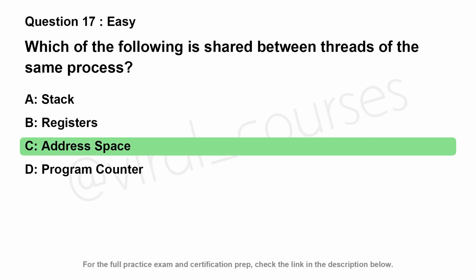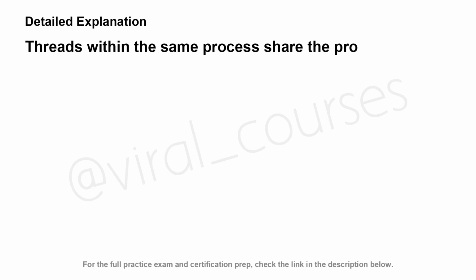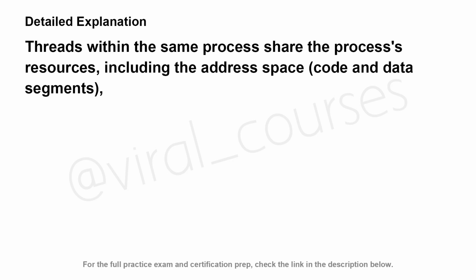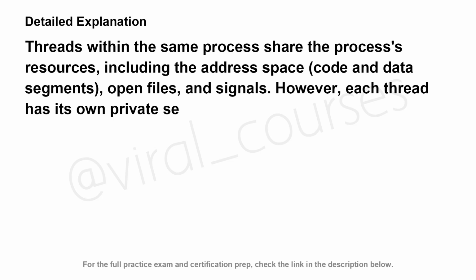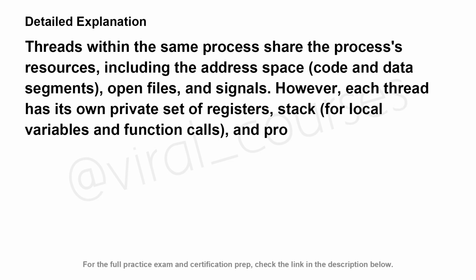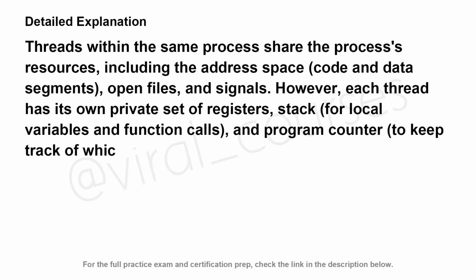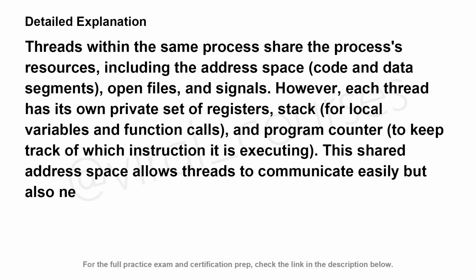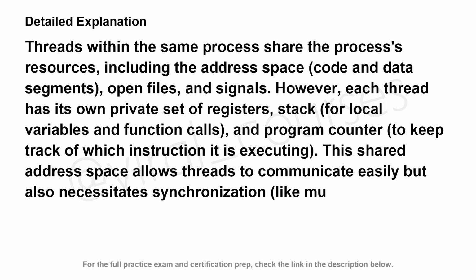The correct answer is C. Threads within the same process share the process's resources, including the address space, code and data segments, open files, and signals. However, each thread has its own private set of registers, stack, for local variables and function calls, and program counter, to keep track of which instruction it is executing. This shared address space allows threads to communicate easily but also necessitates synchronization, like mutexes, to prevent data races.